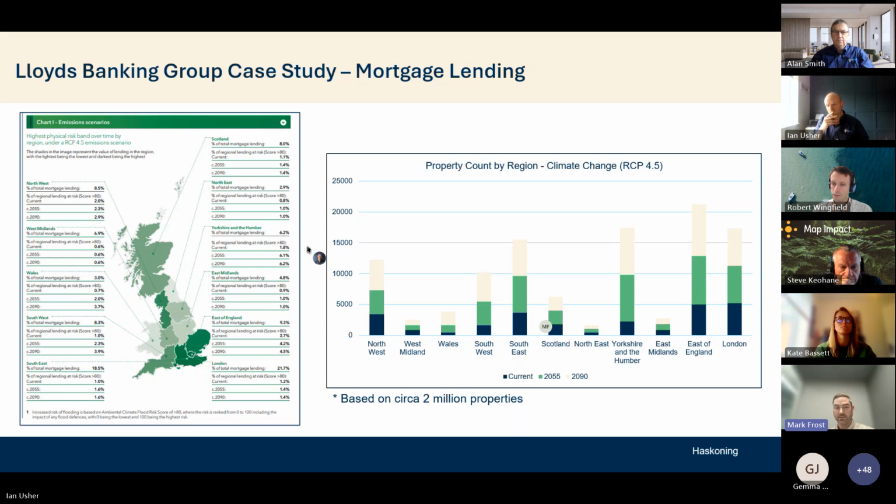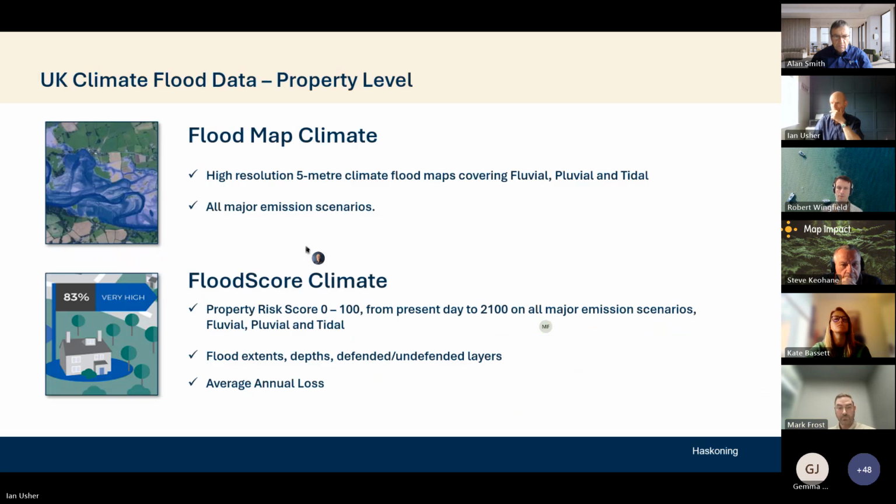And I think there's a couple of takeouts here. One, the risk is set to increase, so the number of properties entering a higher band of risk is going to increase over time. But also it's a national problem. It's not just restricted to a certain region. Climate change is having an impact across all regions that they operate.